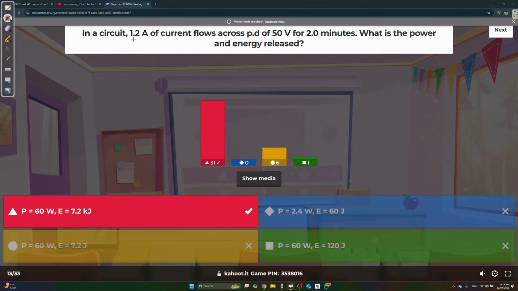Over here, they gave you the current, the voltage, and the time, but in minutes. First, the power: P is equal to IV. So you simply multiply 50 volts by 1.2 amperes, and you get 60 watts. However, the energy is equal to power times time, so IV times time, and the time must be in seconds. So 1.2 times 50 times 2 minutes converted to seconds. Multiply by 60, and you get 7,200. But pay attention, because in the exam they said kilojoules, so you choose this one. You make it 7.2.